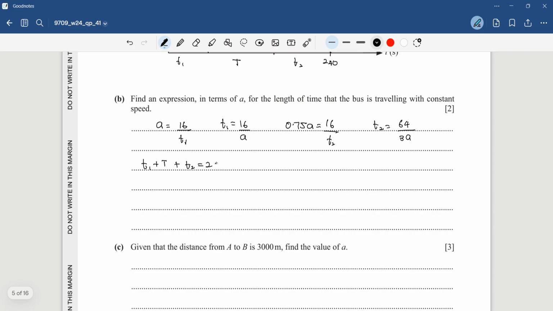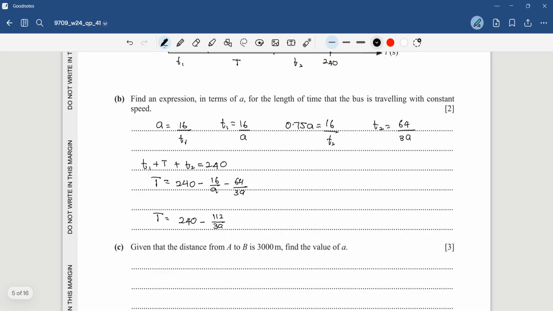Okay, so total time T1 plus T plus T2 is equal to 240. Therefore, the time that we travel with a constant speed, capital T, will be 240 minus 16 over A minus 64 over 3A. Therefore, T will be 240 minus 112 over 3A.